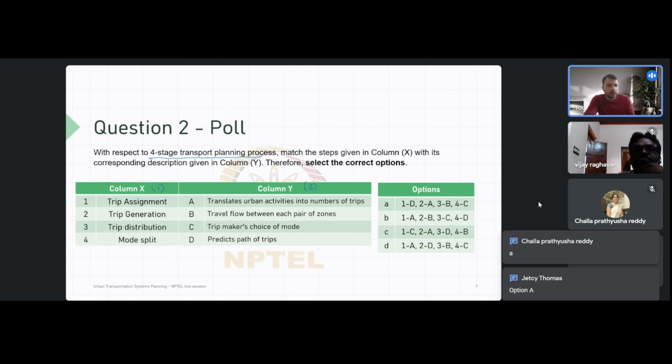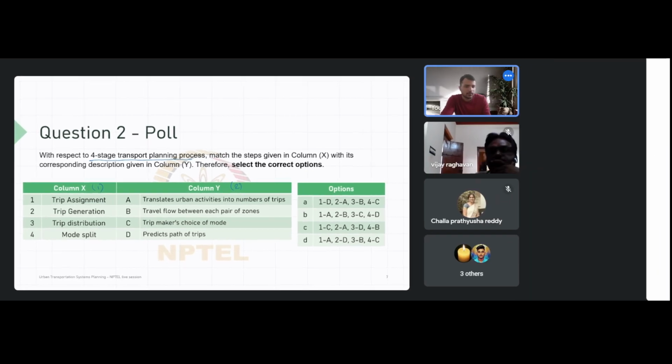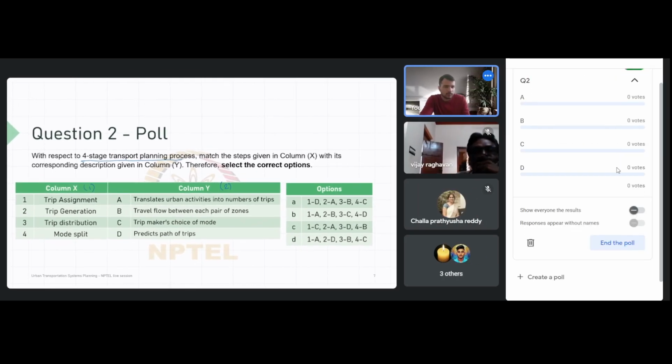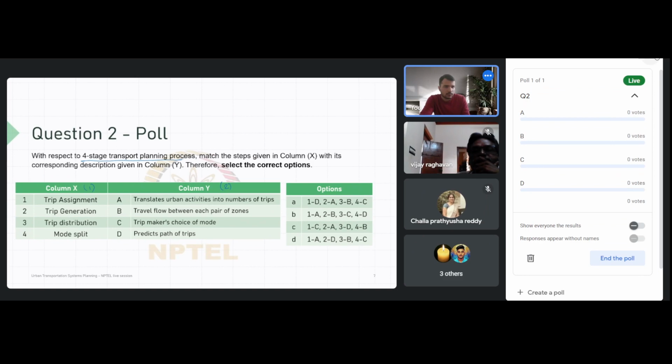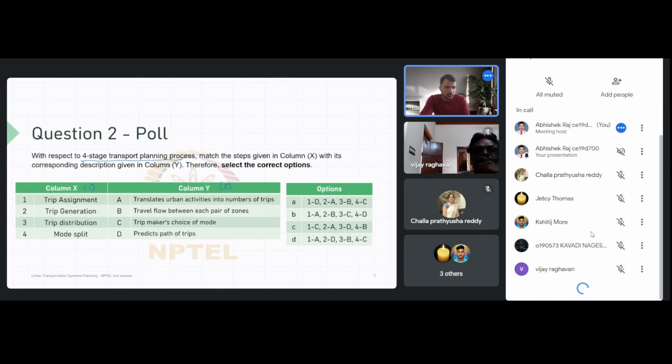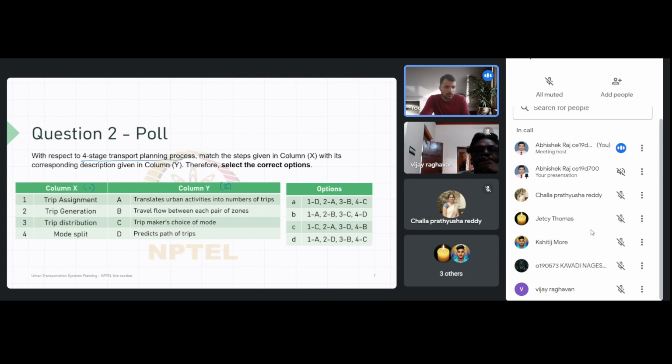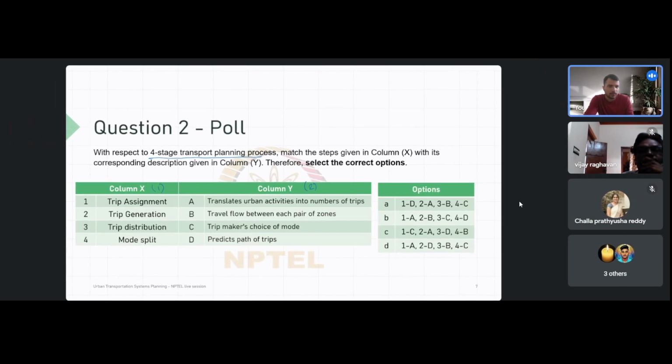Okay, we have two responses in the chat. Since we have five people here, I'll wait for maybe another 2 minutes. If someone else wants to respond, then we will discuss the answer. You just need to match column X with Y.